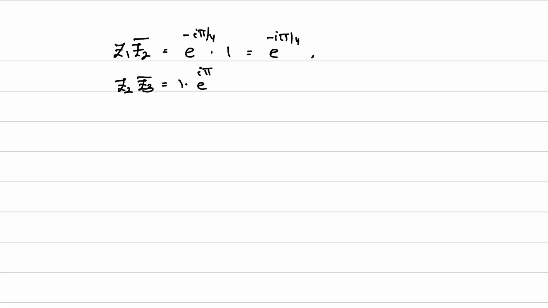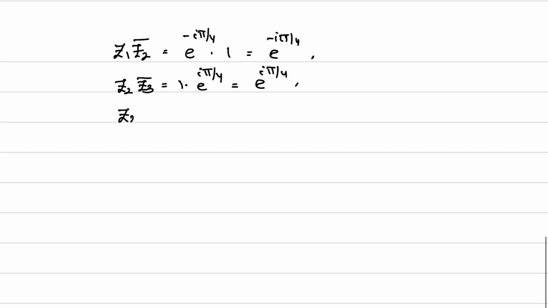Now, what is Z1, Z2 bar? Z1 is equal to e to the power of minus I pi by 4. Z2 bar is 1. That is equal to e to the power of minus I pi by 4. What is Z2, Z3 bar? Z2 is 1. Z3 bar is e to the power of minus I pi by 4. Hence, Z3 bar is equal to e to the power of I pi by 4 plus. That is equal to e to the power of I pi by 4.